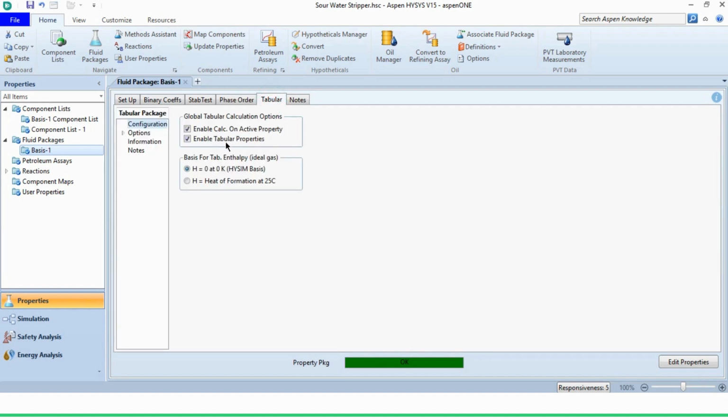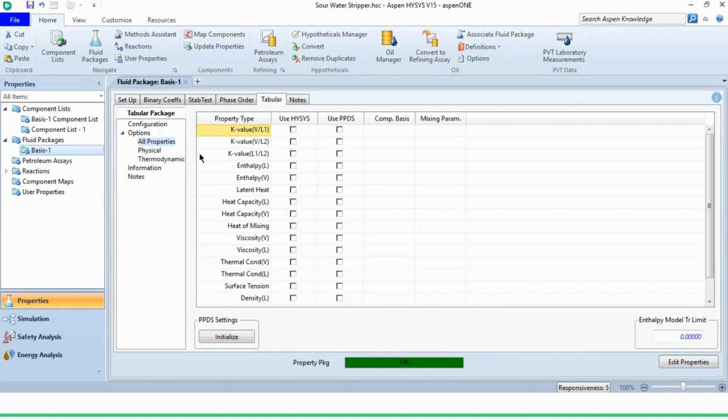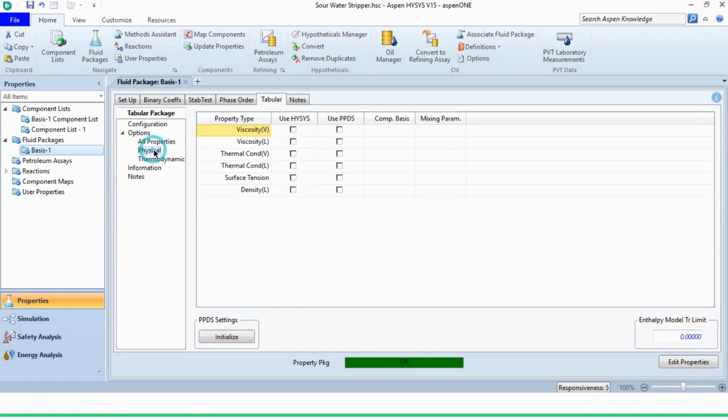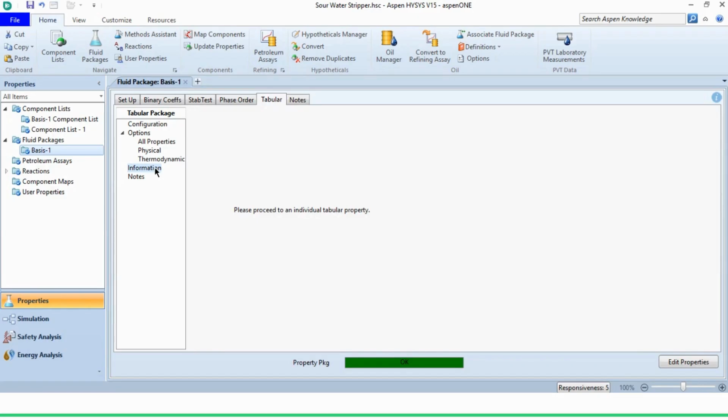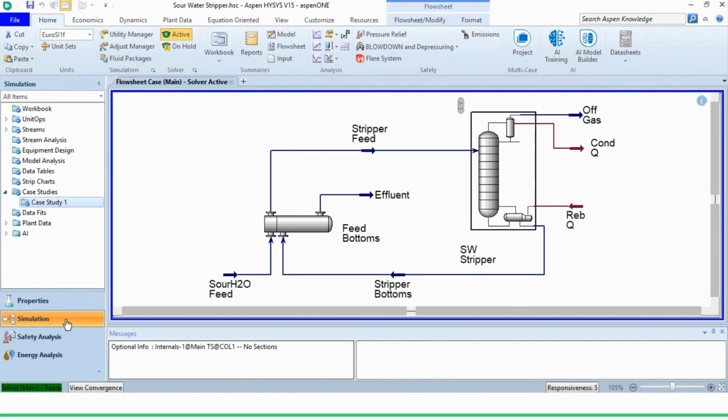In tabular, all these are selected, like in configuration, enable calc on active property and enable tabular properties. Similarly, in options, please check that nothing is ticked over here. Similarly, in physical and thermodynamic, none of these is ticked. I'm showing this information to you because in the comments, sometimes I get that we are getting convergence issues. All these settings are also specified in the video, but I'm again emphasizing that you check them before proceeding. So we have defined the component list, we have defined the property package. We will now go to the simulation.